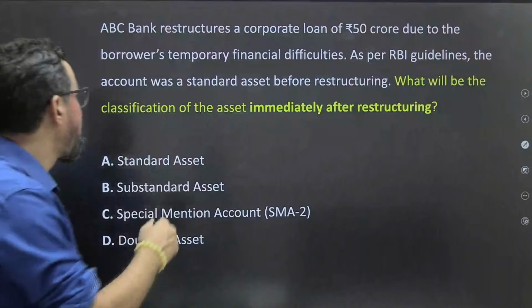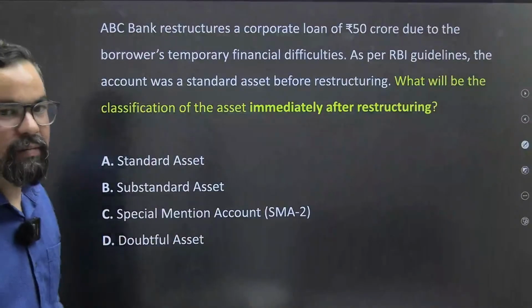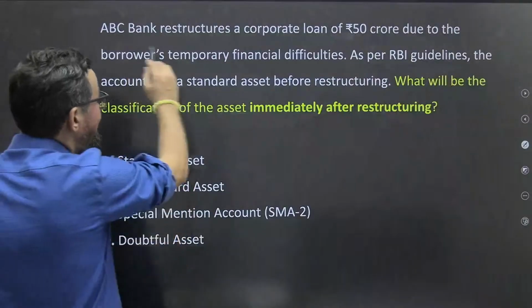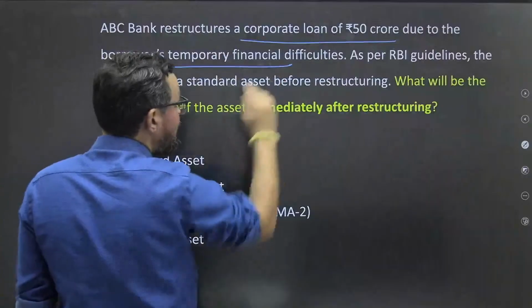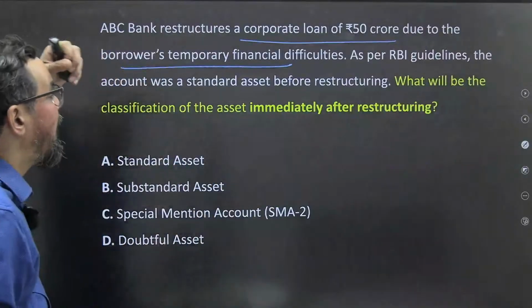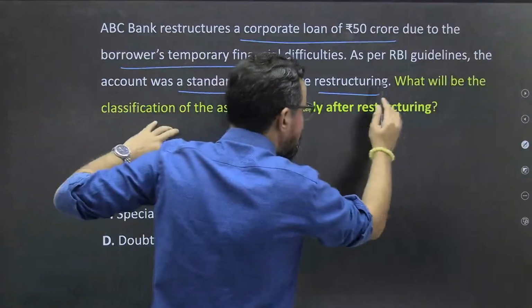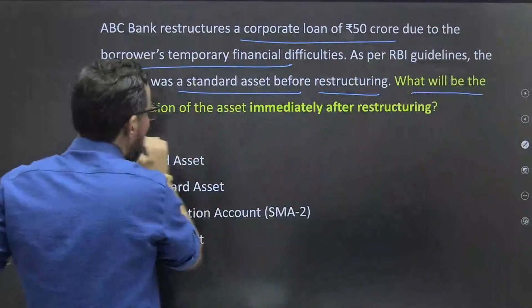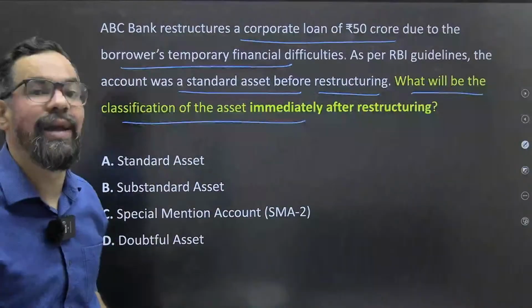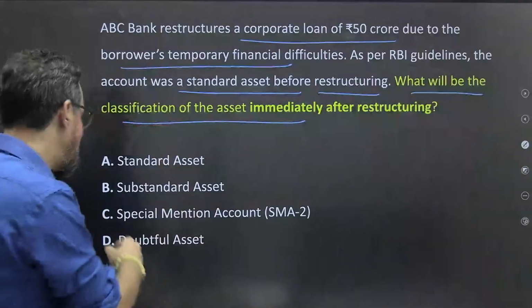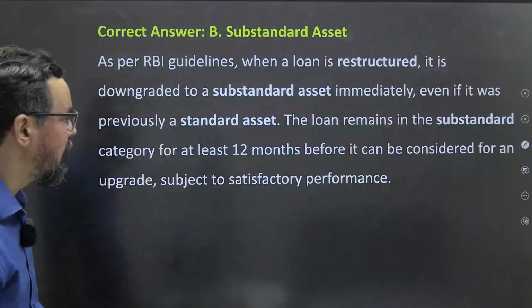चलो next one. This is a very easy question, half marks का question, बहुत आसान है, सबको आता है ये question, but आप बताएंगे नहीं कैसे? ABC Bank restructured a corporate loan of 50 crores due to the borrower's temporary financial difficulties. As per the RBI guidelines, the account was a standard asset before the restructuring. What will be the classification of the asset immediately after restructuring? It will be categorized under substandard asset as per the RBI provisions आपका, ठीक है? Substandard asset में जाएगा आपका ये सीधा, ठीक है?